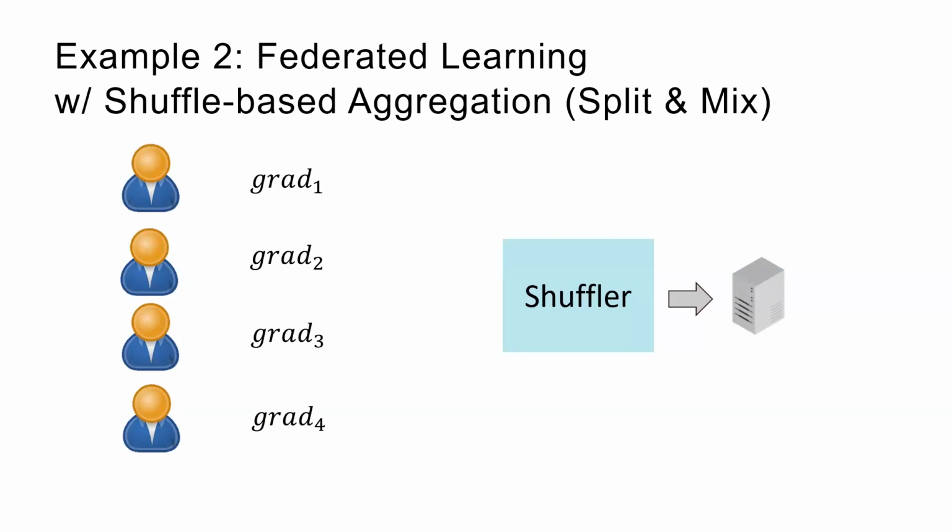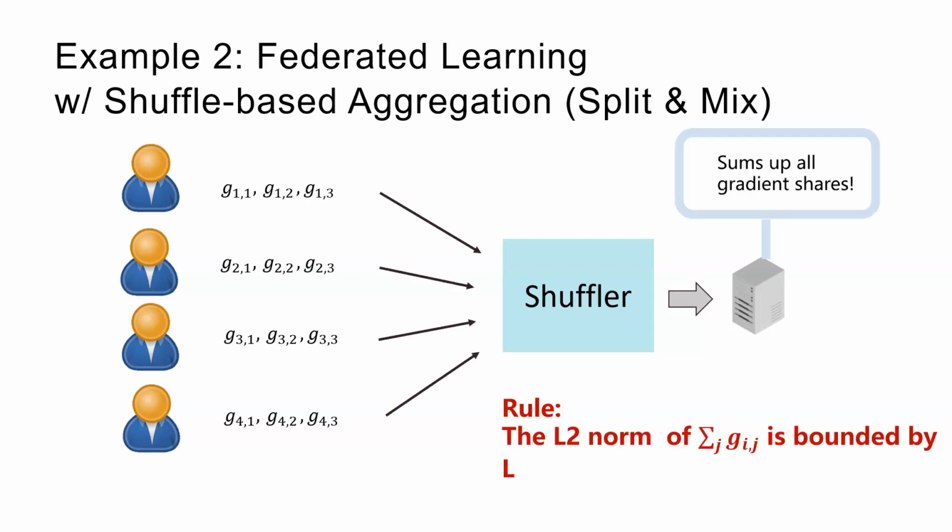And in federated learning, there could also be example 2. In this case, we are using something called shuffle-based aggregation. Let's say every client generates some gradients in their local computation. And now the server wants to know the summation or the average of all the gradients. So what the client is going to do is first additively secret share, or just additively split, their gradient into multiple shares. And then they're going to send all the shares to the shuffler. And after the shuffler shuffles all the gradient shares, it's going to send all the shares to the server. And the server is simply going to sum up all the gradient shares.